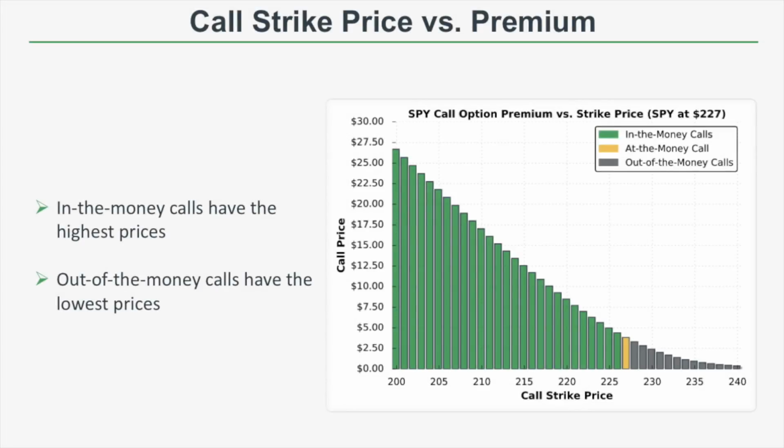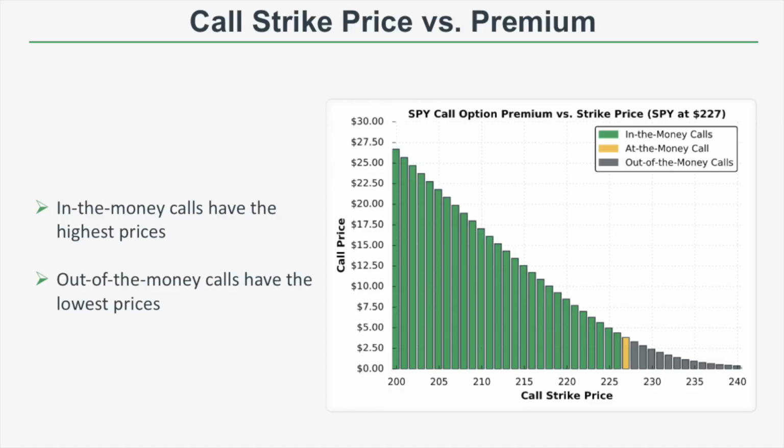So to build on what we just talked about, let's compare option strike prices to the amount of premium that they have. So for calls, in the money options have the highest prices and out of the money options have the lowest prices. So we know that in the money calls are call options with strike prices below the current stock price. So in this visual here, SPY is at $227, which means any option with a strike price below $227 is considered in the money.